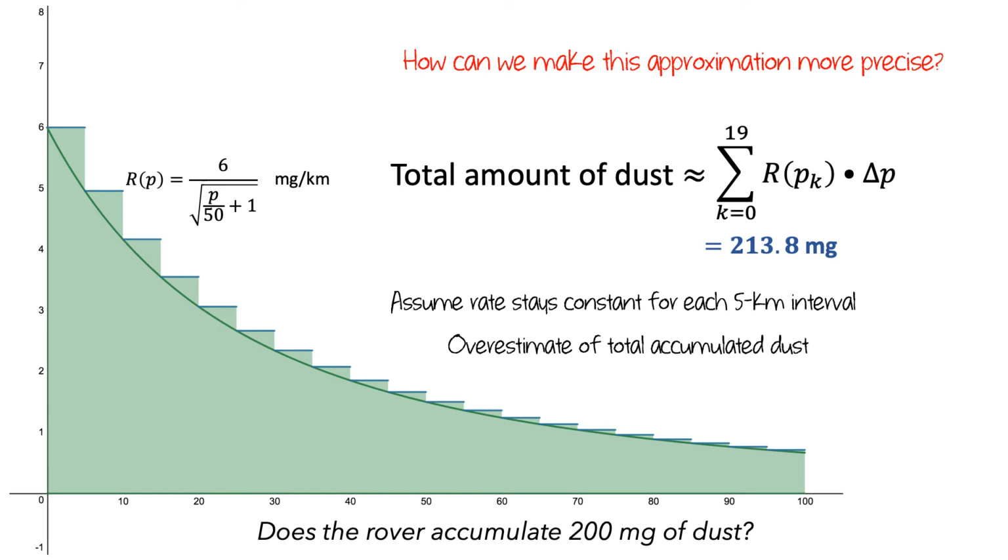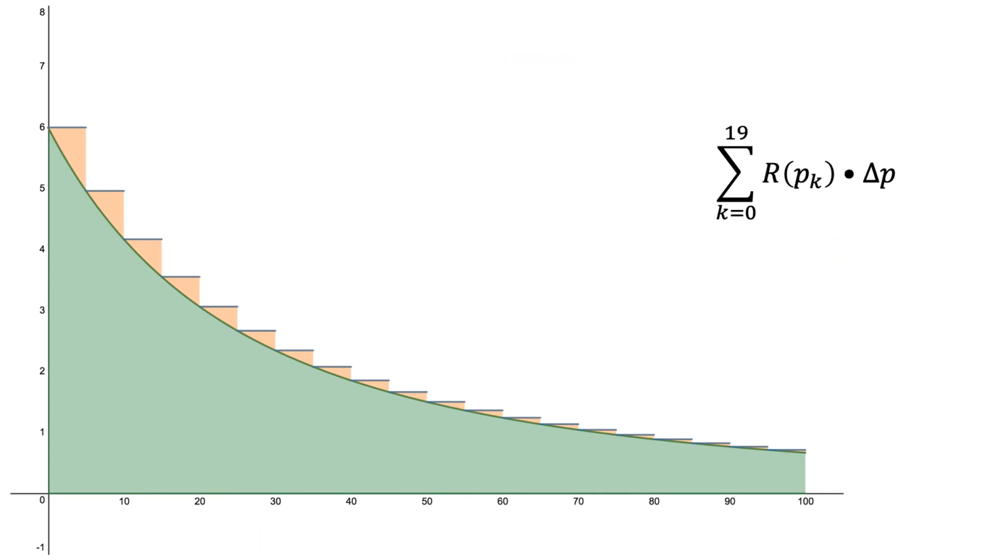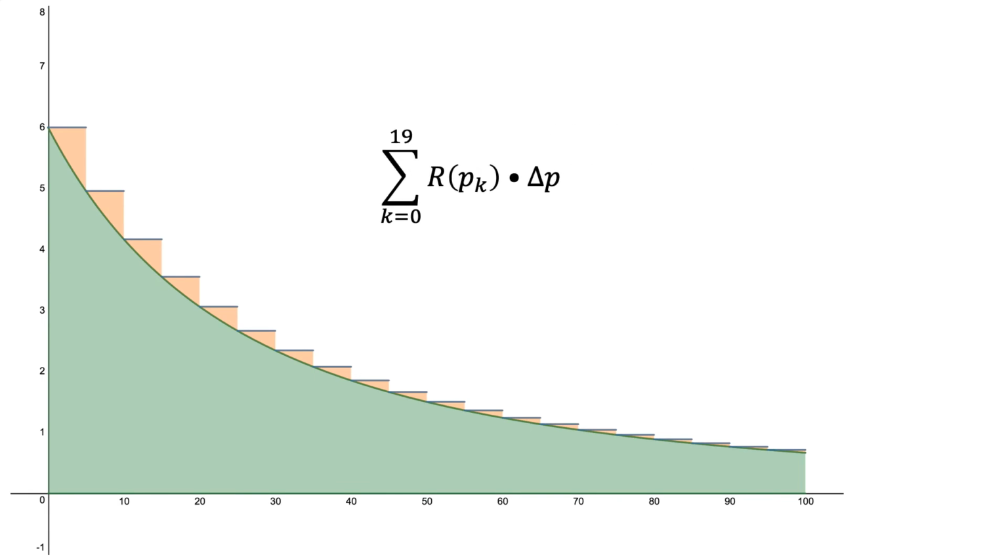We can see this by looking at the amount of error that came from assuming that the rates were constant over each interval. We can see that the error was less than it was before. So the way to make the approximation more precise is to use more intervals. Here we have our Riemann sum with 20 intervals. The orange part of the graph shows the amount of error in our approximation that comes from assuming a constant rate of change for each interval.